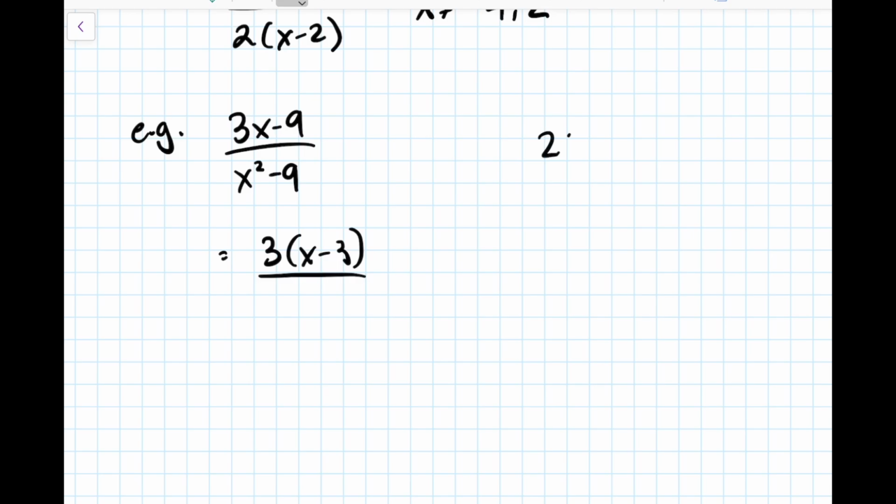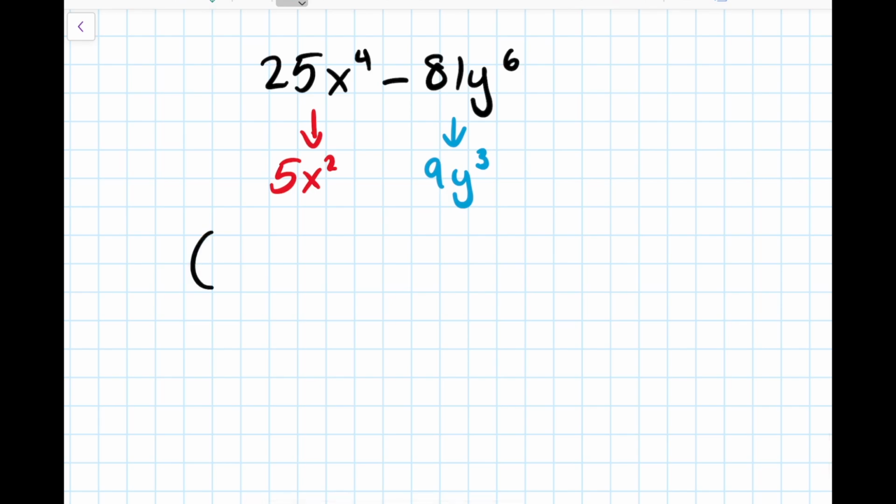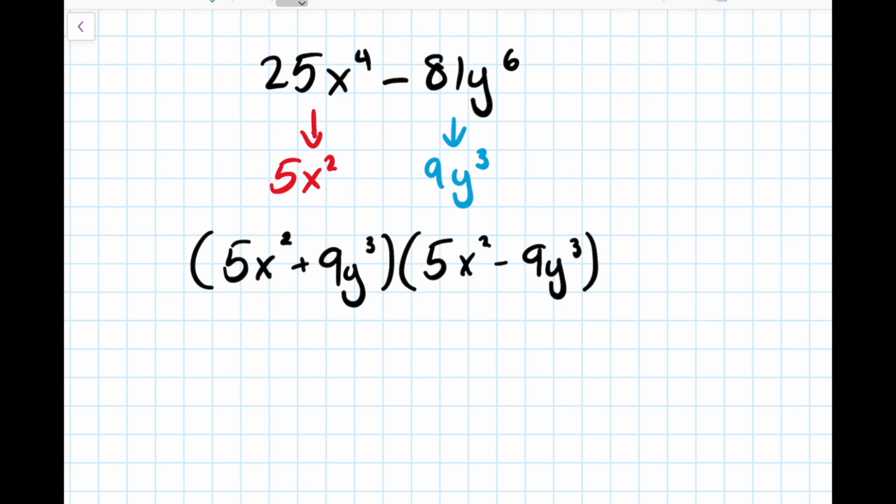So if you have something like 25x to the power of 4 minus 81y to the power of 6, right? This is a difference of squares where it's a perfect square minus another perfect square. To factor these things, you find the square root of the first thing. So the square root of 25x to the power of 4 is 5x squared. The square root of the second term is 9y cubed. And so your factored version of this is just those two things added together, so 5x squared plus 9y cubed. And then the difference of those two things, so 5x squared minus 9y cubed.